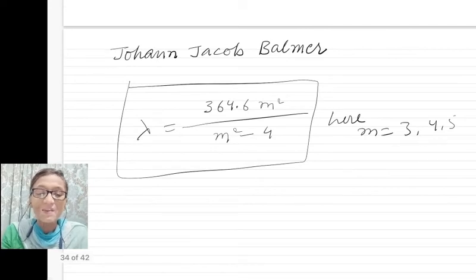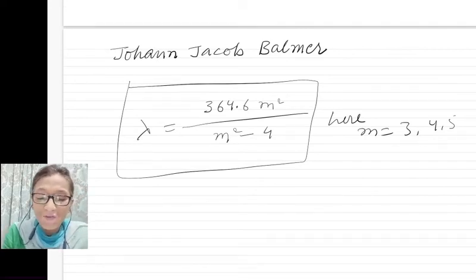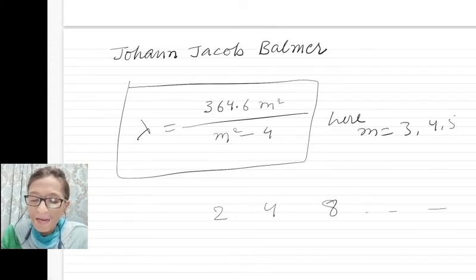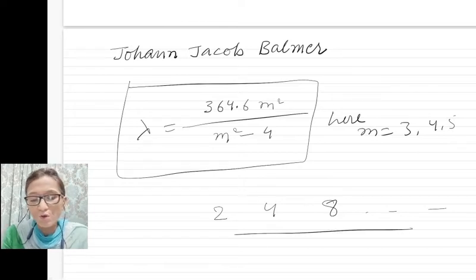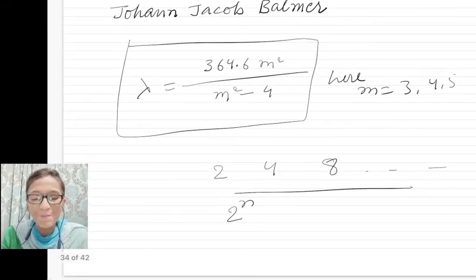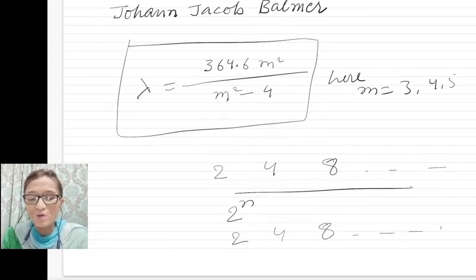Just like when you have been given the series 2, 4, 8 and so on, you can make a formula in this form, 2 power n, and putting the value of n, you can find this series. Here 2, 4 and 8 and so on. In this way he was given those numbers and he arranged those numbers in this formula.